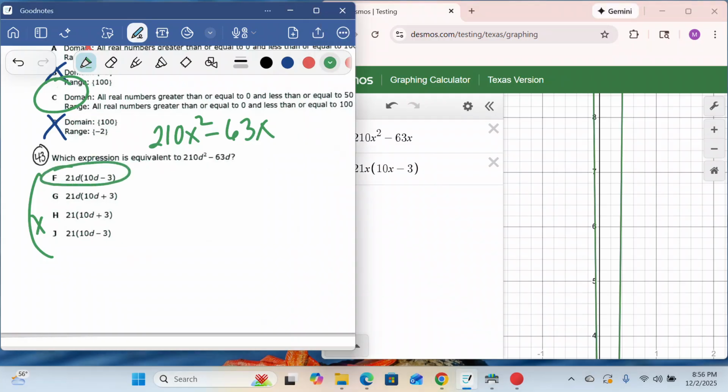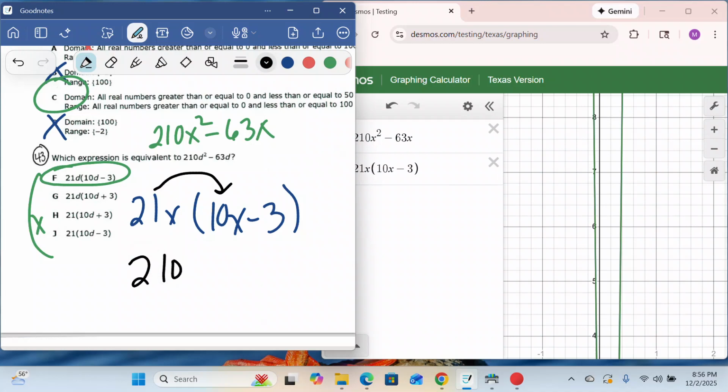And then how do I check this problem? I'm going to go ahead and use my distributive property, 21x. If I want to leave the x by itself, I can. I'm going to leave the x. Open parentheses, 10x minus 3. And then I'm going to distribute 21x times 10x, and that gives me 210x squared. And I'm going to distribute 21x times minus 3, which is negative 63x.